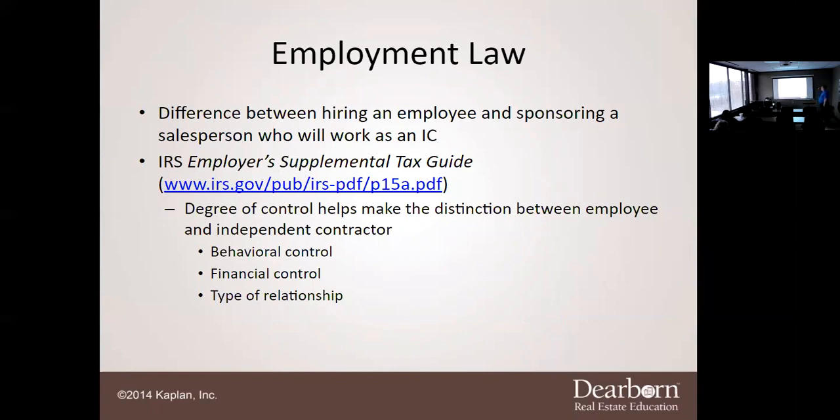Okay. So the key things that we want to focus on tonight are actually the laws. The difference between hiring an employee and sponsoring a salesperson who works as an independent contractor. So like Travis and Mr. Grossman here, they are independent contractors. They don't get hourly wages. They do not get benefits. They are technically their own boss. Now, of course, they have to follow the guidelines of the broker.